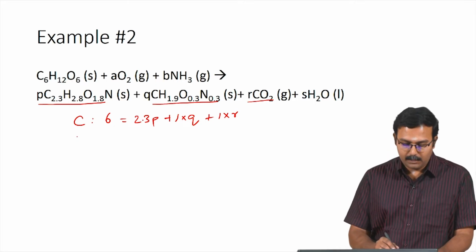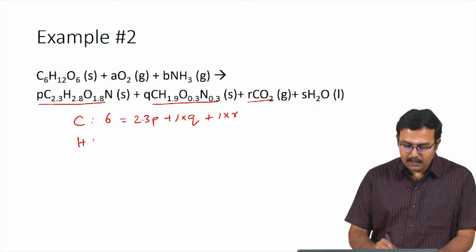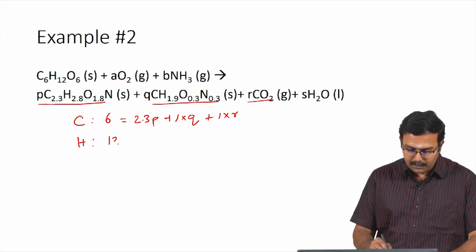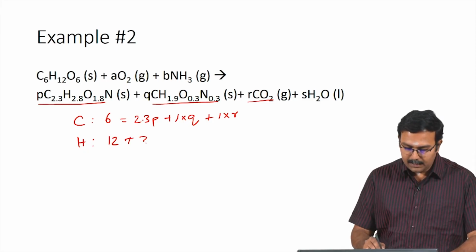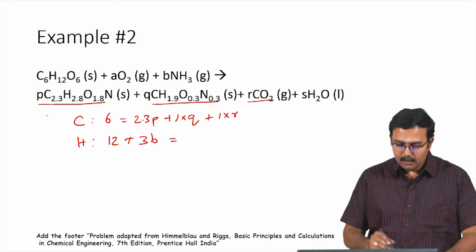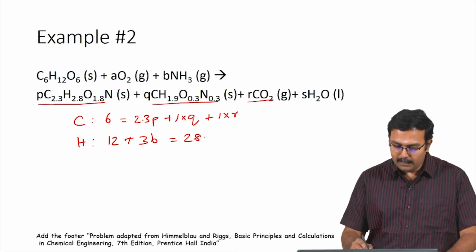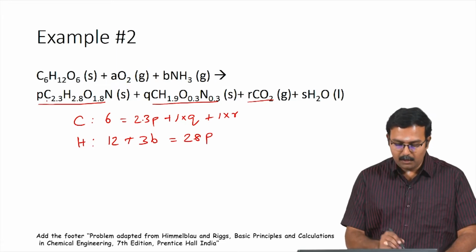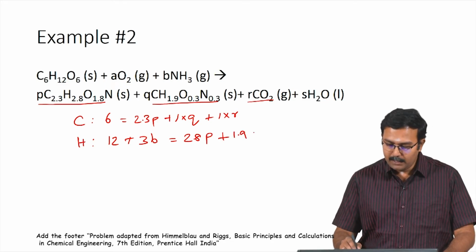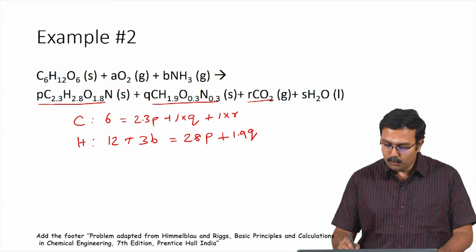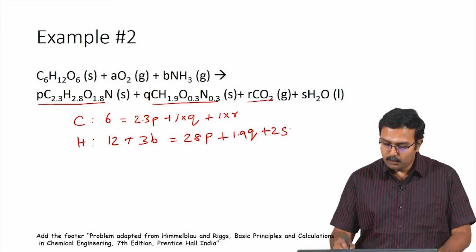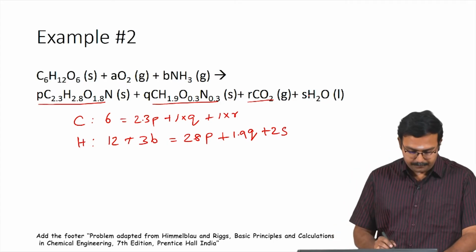and 1 atom of carbon in your carbon dioxide. Similarly, we will have to write the balance equation for hydrogen as 12 atoms of hydrogen in glucose plus 3 times B atoms of hydrogen in ammonia ends up forming 2.8 times P atoms of hydrogen in humulin plus 1.9 times Q atoms of hydrogen in biomass plus 2 times S atoms in water.